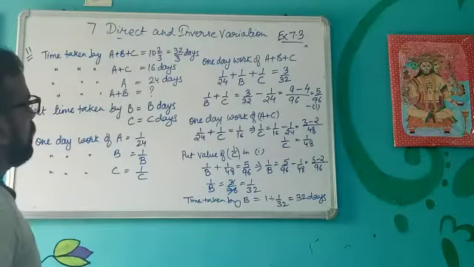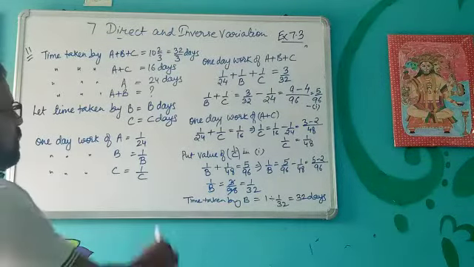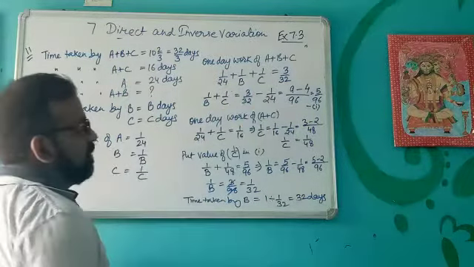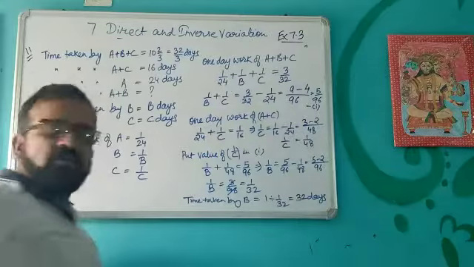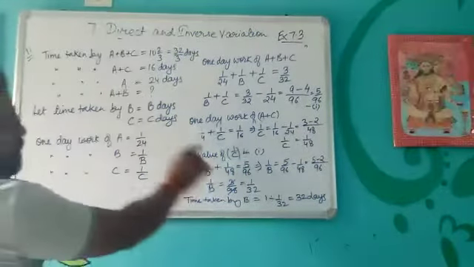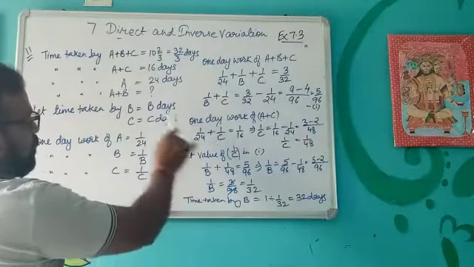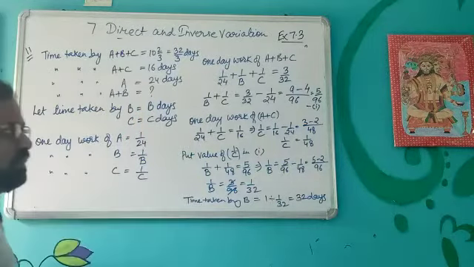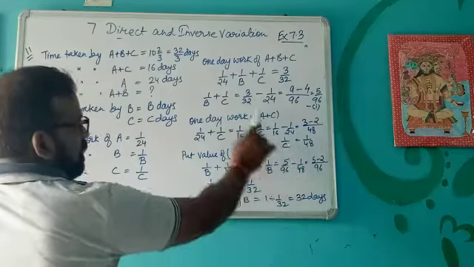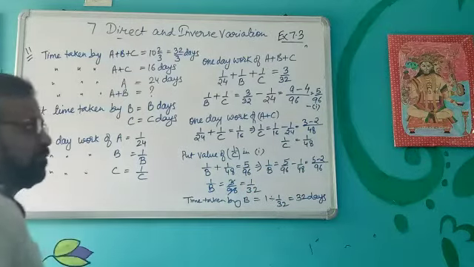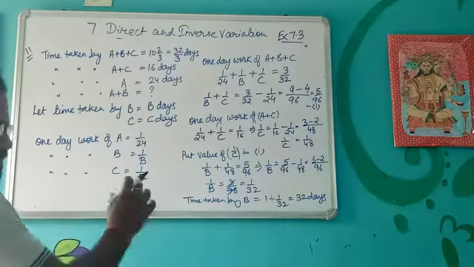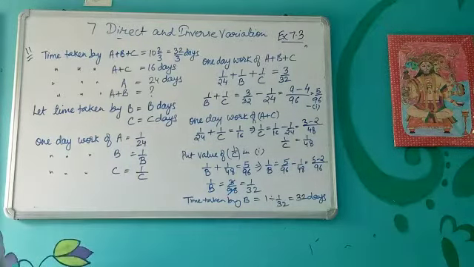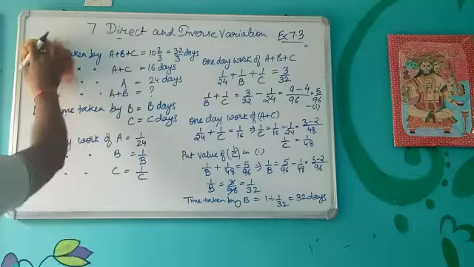So what are the steps we have taken? First we have used this equation: 1 upon A plus 1 upon B plus 1 upon C. From here we found out the value of 1 upon B plus 1 upon C. Then we have used this 1 upon A plus 1 upon C, where 1 upon A is 1 upon 24. So from here we got 1 upon C. Then we have put the value of 1 upon C in this equation. From here we get the time taken by B. So next, we need to calculate if A and B are working together, then how much time they will take.